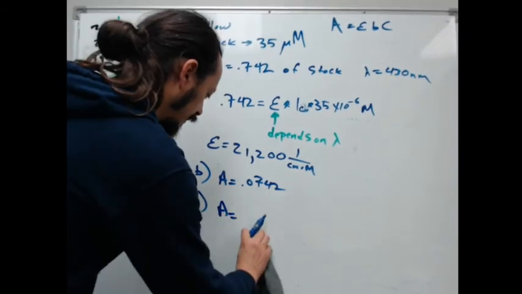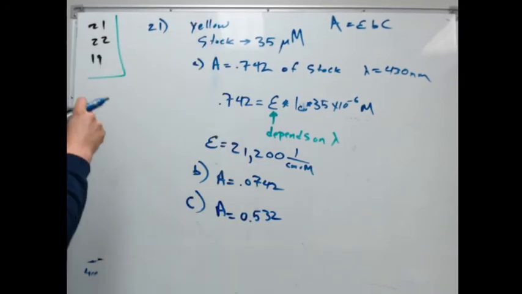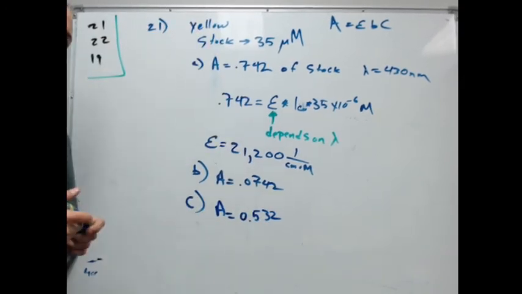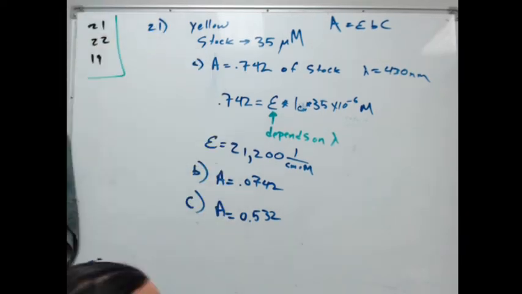0.532. In this case, do we need epsilon? No. Why not? This is the same stock solution. Yeah. Oh, we're in the same wavelength. Same stock solution, same wavelength, so epsilon is the same, but do we need epsilon to calculate the concentration? Yeah, we do need epsilon to calculate the concentration. Or at least, that's what I intend the answer to be, right?